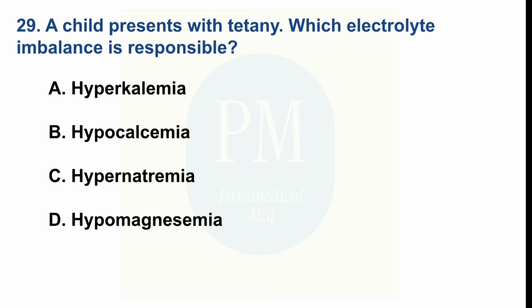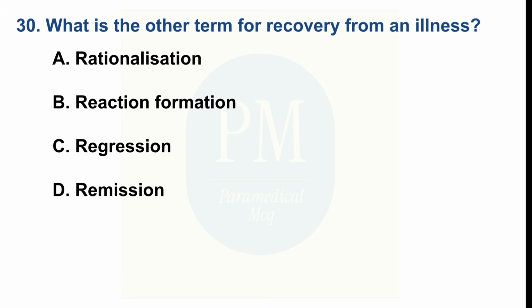A child presents with tetany. Which electrolyte imbalance is responsible? Option A, hyperkalemia. Option B, hypocalcemia. Option C, hypernatremia. Option D, hypomagnesemia. The correct option is option B, hypocalcemia.